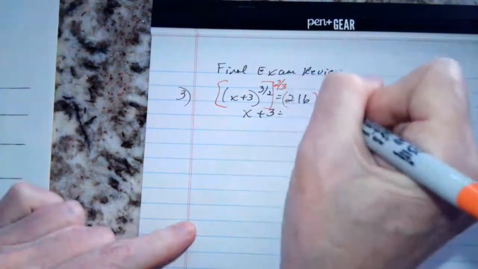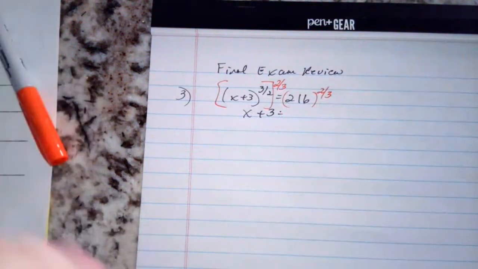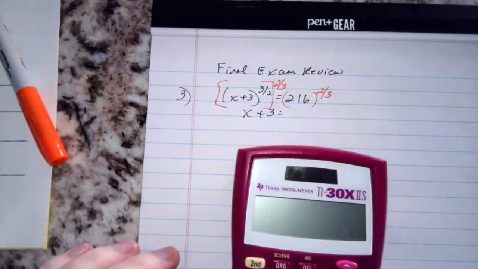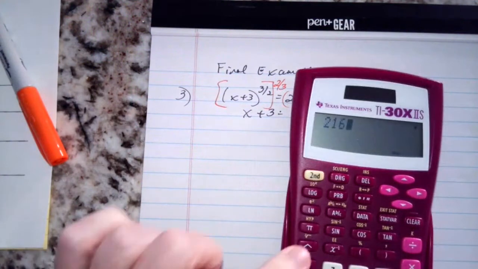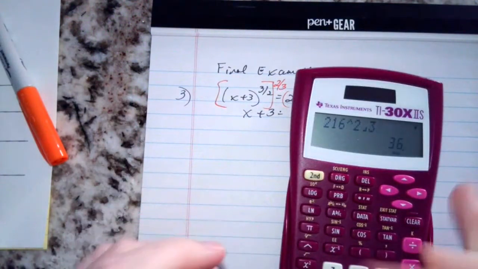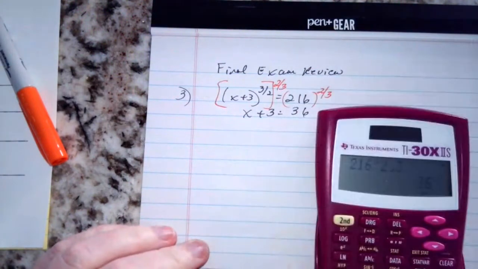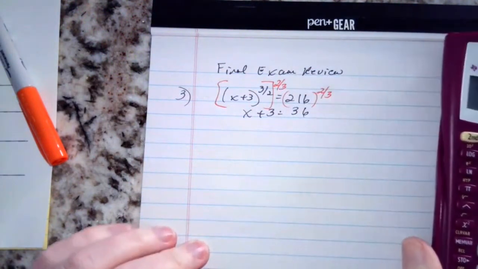Whatever you've done to one side, you have to do to both sides. So we've got it raised to the 2/3. Let's see. 216 raised to the 2/3 will give you 36. That's using your calculator, not using your brain.